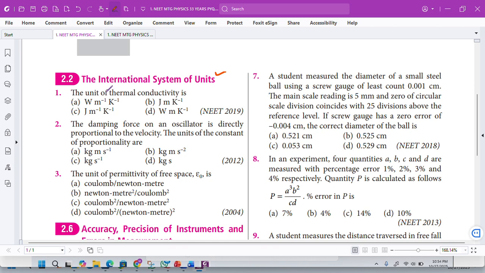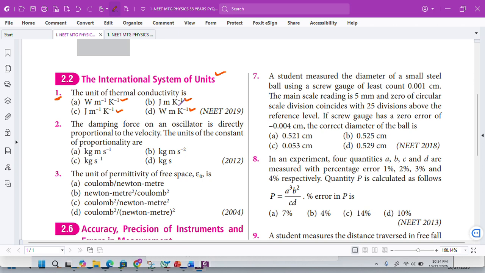First question: the unit of thermal conductivity is, answer A, watt meter to the power of -1 K to the power of -1. Answer B, joules meter K to the power of -1. Then answer C, joules meter to the power of -1 K to the power of -1. Answer D is watt meter K to the power of -1.